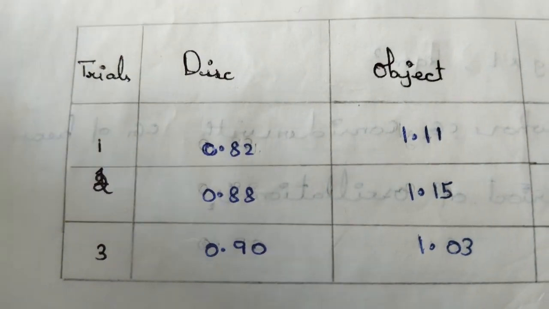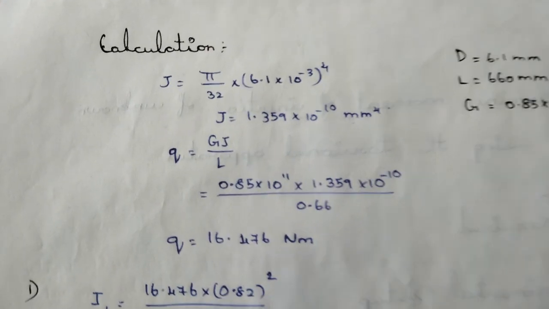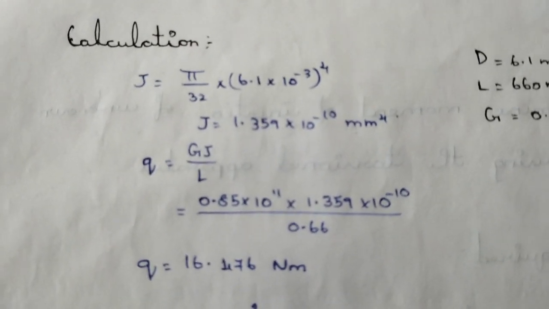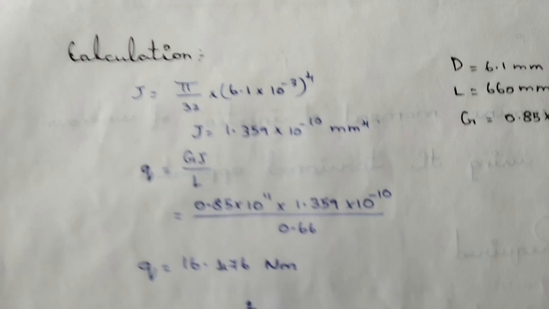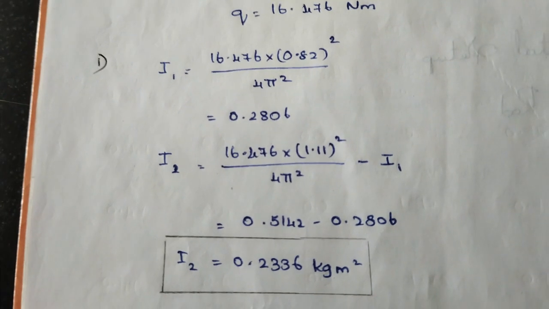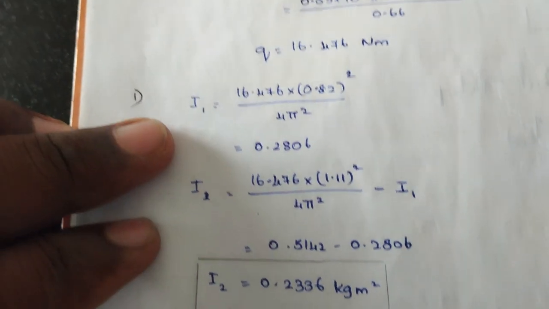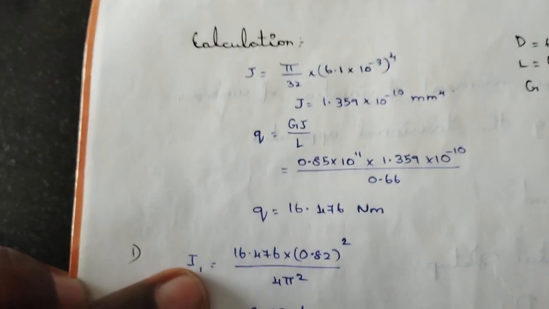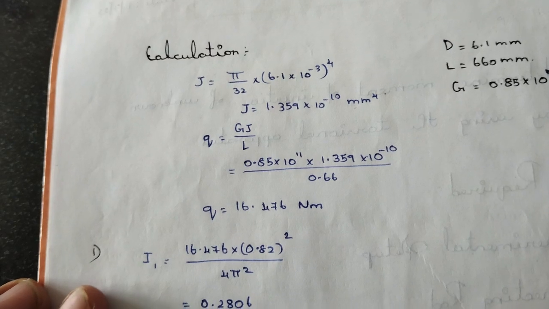So this is the reading for disc and object for the time taken. Now we are going to do the model calculation for the given reading. We take the I1 formula, I1 is equal to Q T square. Here T is the first trial reading, that means T1. Q is equal to 16.476, that means the torsional stiffness of the shaft. The torsional stiffness we calculate here.